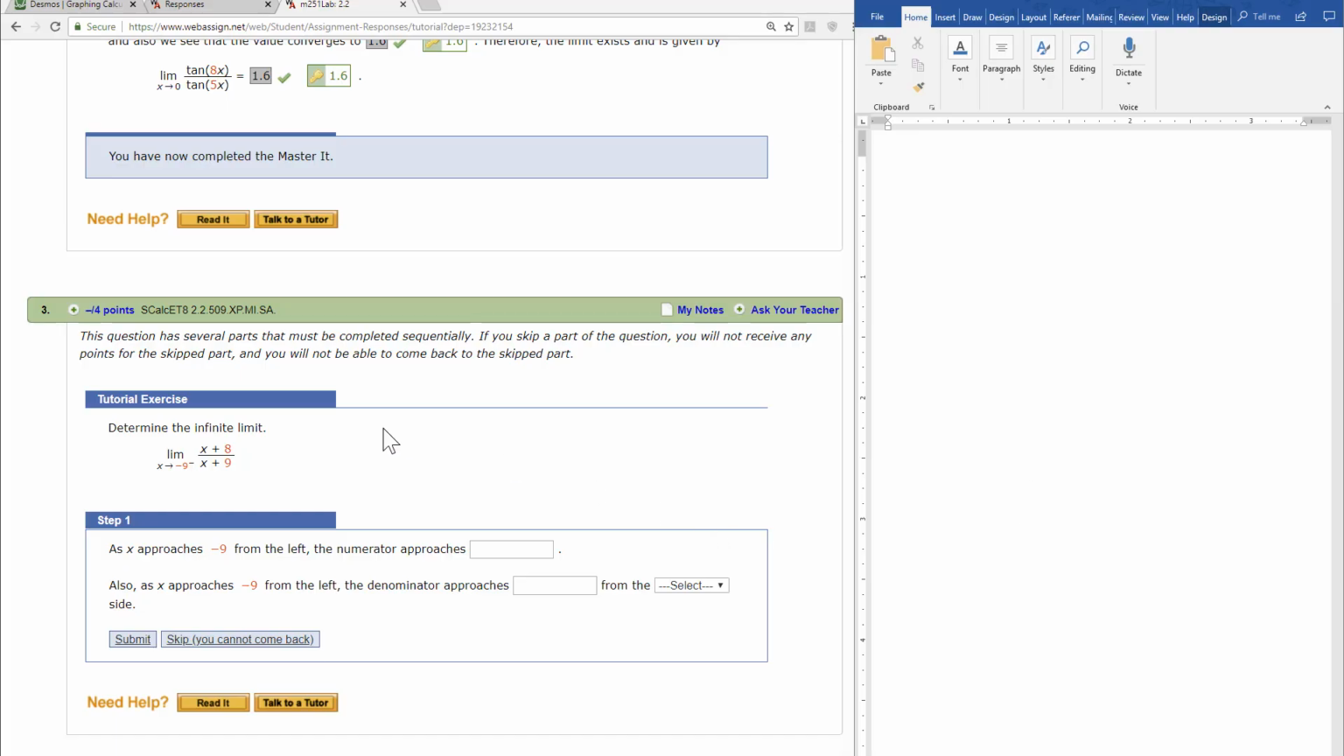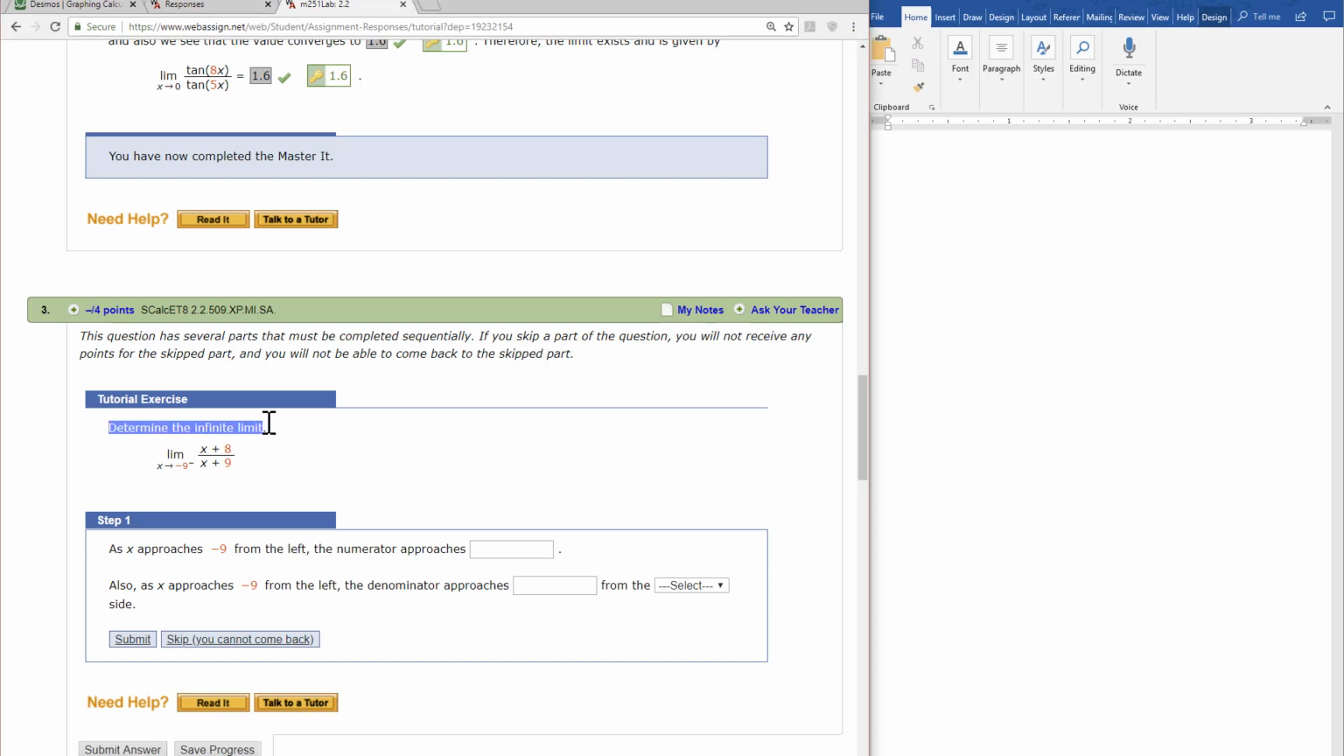Here's a problem from your lab assignment in 2.2. This is problem number 3. It says determine the infinite limit. So we're looking at an infinite limit here, and we want the limit as x approaches negative 9 from the negative side.